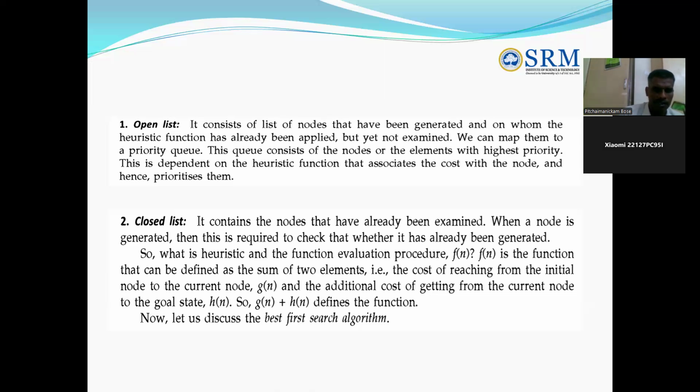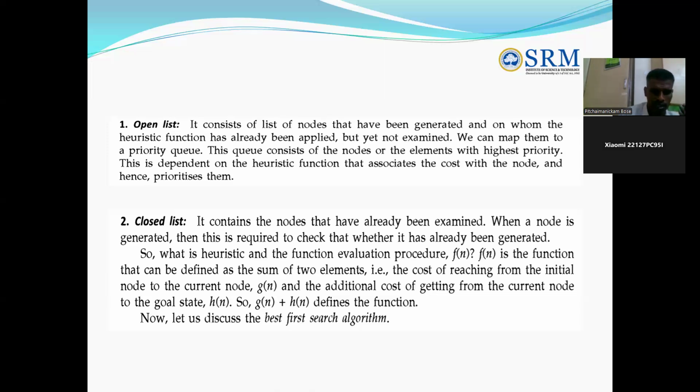For example, when a node is generated, it is required to check whether it has already been generated. So we just note it down. How are we going to evaluate the performance of the procedure? The function f of n can be defined as the sum of two elements: g of n, the cost of reaching from the initial node to the current node, and h of n, the additional cost from the current node to the goal state. So f of n equals g of n plus h of n.